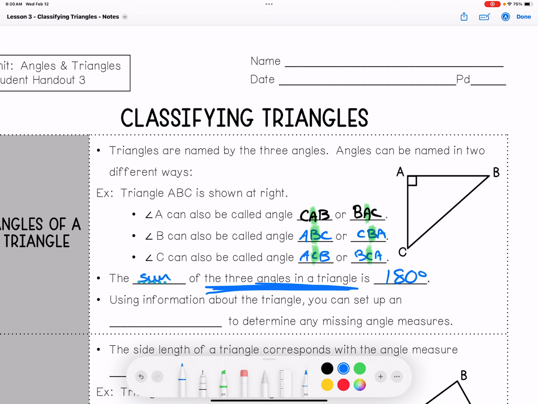All right, so using information about the triangle, you can set up an equation, which we kind of did yesterday, to determine the missing angles. So yesterday we were just dealing with lines. Today we're closing it in to make it a triangle, okay? But the inside of a triangle is always going to be equal to 180 degrees. Because if you unfold that triangle, okay, you take the arms and you unfold it, it's going to be a straight line.